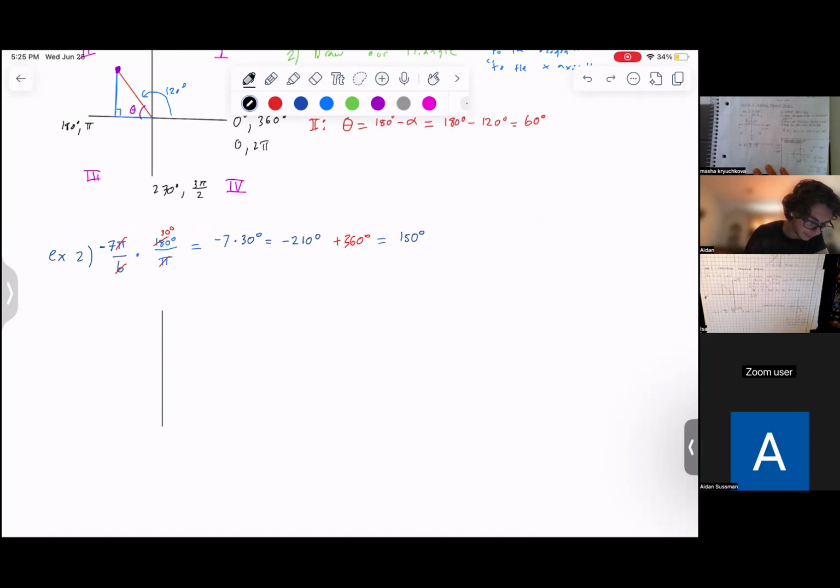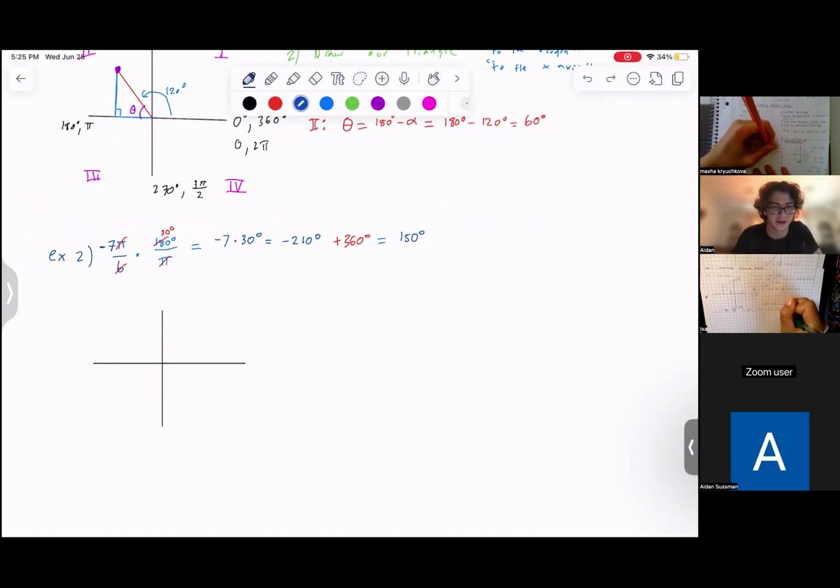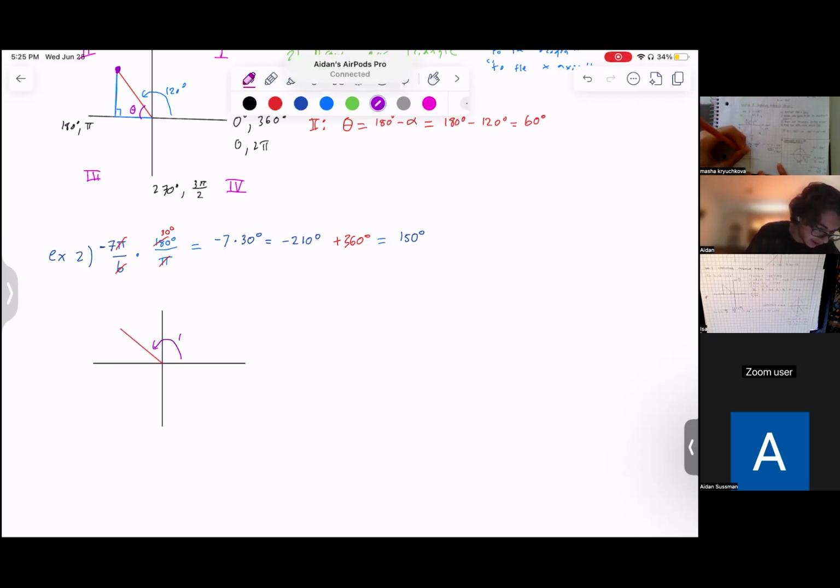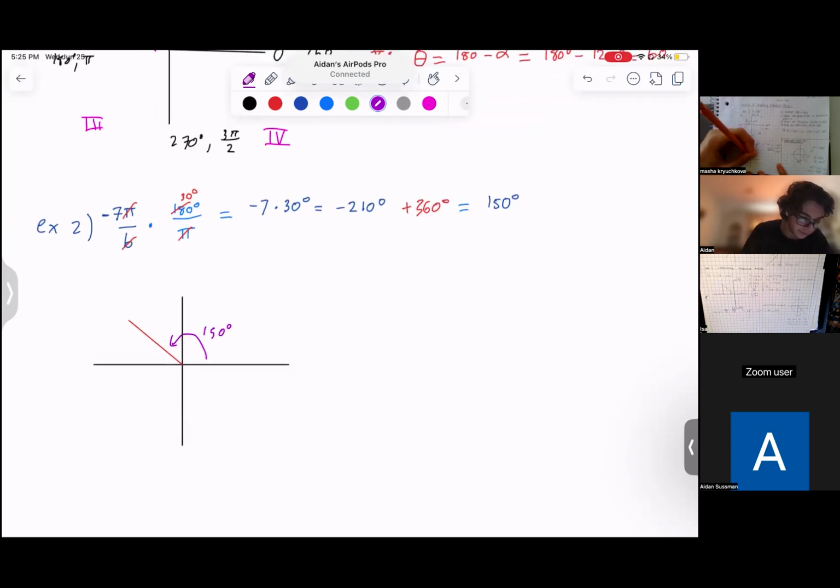All right. Helena, can you tell me what quadrant 150 degrees is in? Where am I going to draw that terminal side? Number 2. Yeah, exactly. We're going to draw this in quadrant 2. So let's draw it right here, and we'll say that we know that this is 150 degrees.